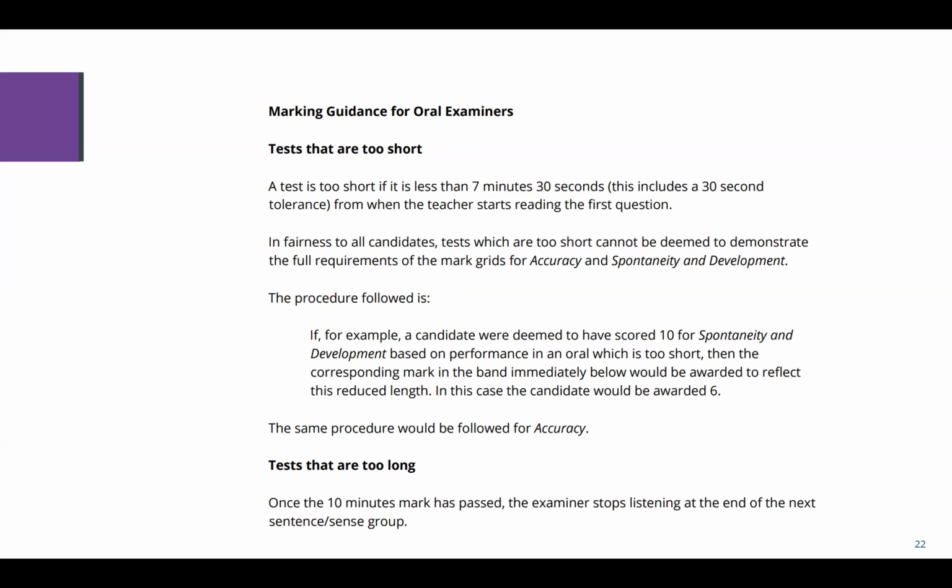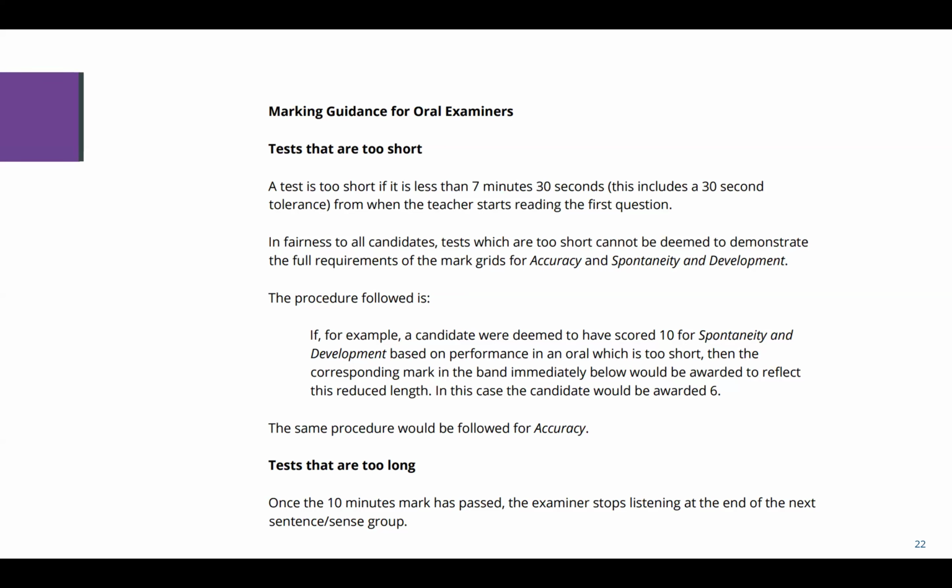Now, one of the things that you may have overlooked is that within the mark scheme for Unit 1, there is a page, I think it comes at the beginning, which is called Marking Guidance for Oral Examiners. And there are some quite good guidance tips there for teacher examiners as well. I talked last time about tests that are too short. So, we have this test, which is supposed to be between 8 and 10 minutes overall.